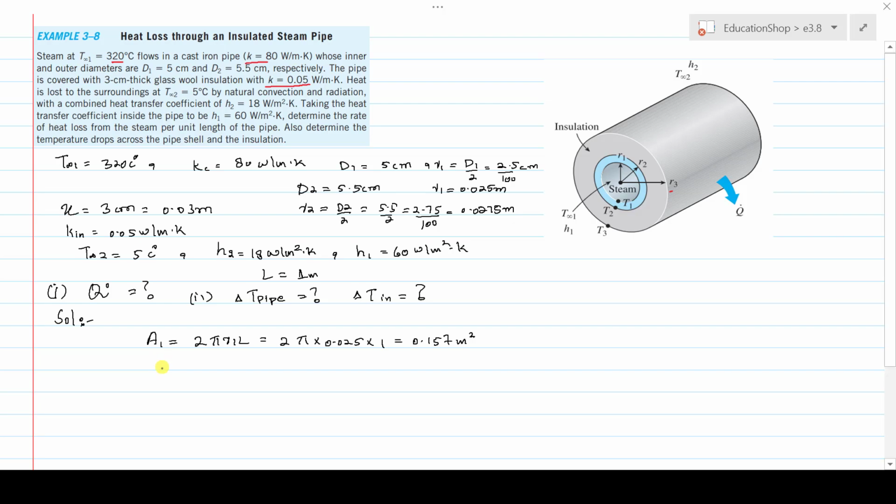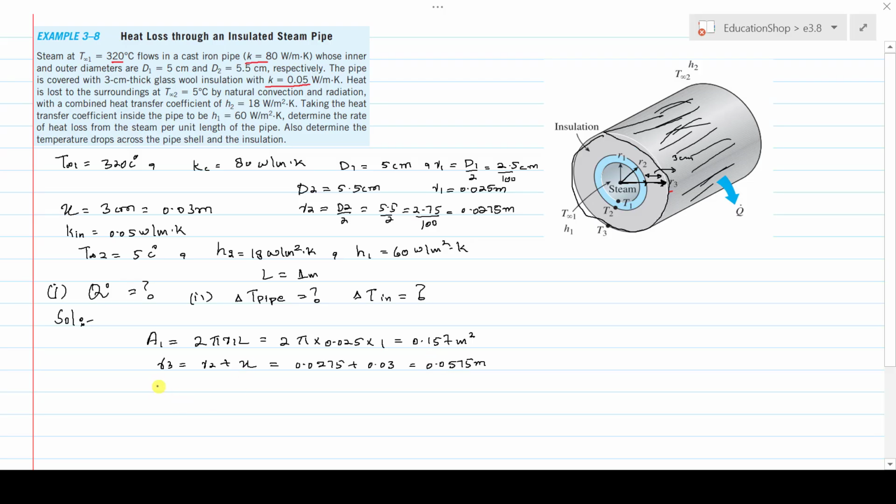Next, we need to find the R3 value. R3 is equal to R2 plus X. What is R2? This is the outer radius of the pipe. If you look here, R3 is the sum of R2 plus the thickness of the insulation, which is given in the statement as 3 centimeter. The value of R2 is also given, 0.0275 meter. So R3 equals 0.0275 plus the thickness of the insulation, 0.03 meter. Simply add it and you will find the R3 value, which is 0.0575 meter.